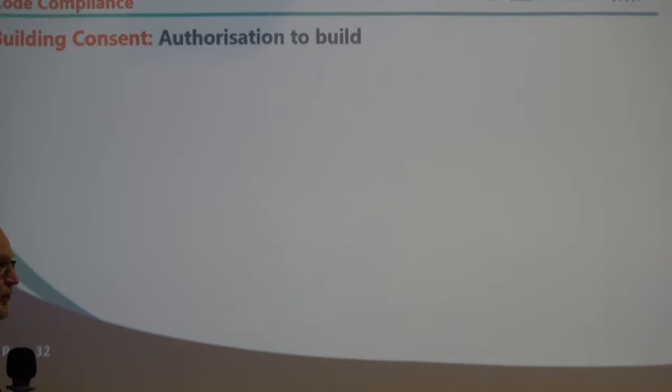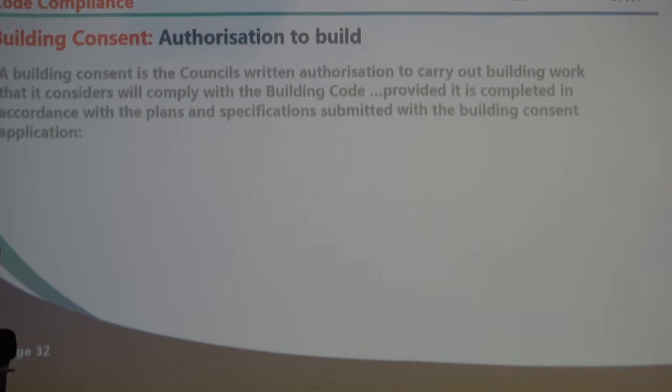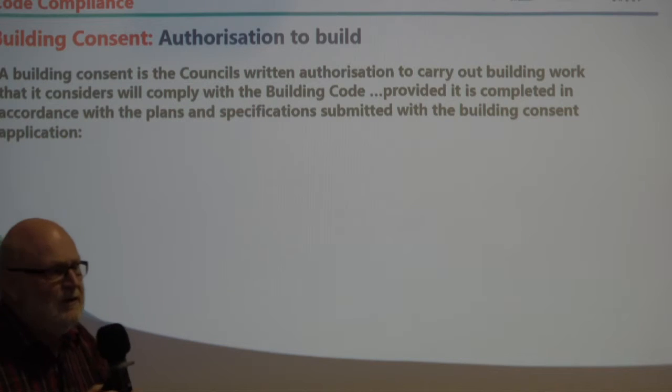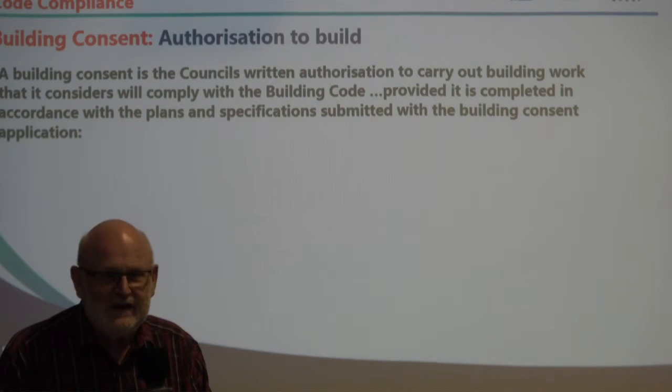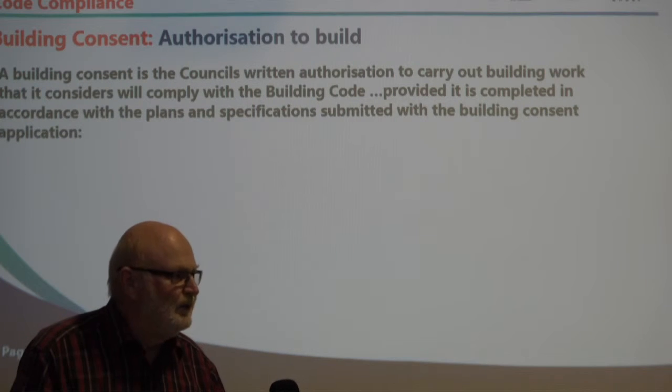So, authorisation to build. You've made the application for a building consent, you've put all this detail in, you've quoted all of these acceptable solutions, you've demonstrated how you're going to put the building together. A building consent is the council's written authorisation to carry out the building work, provided it is completed in accordance with the plans and specifications. So you can't get a building consent and then just build the building any way you like.